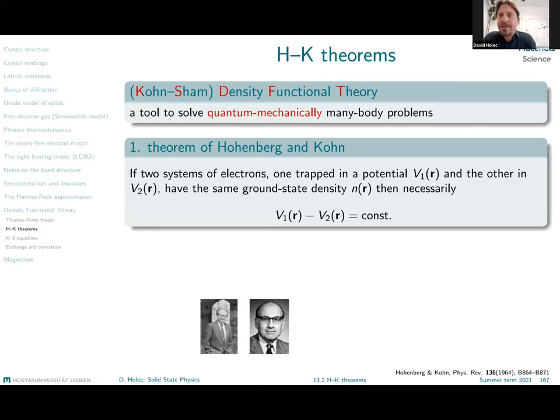There are two theorems from Hohenberg and Kohn. The first one states that if two systems of electrons, one trapped in one potential and another trapped in another potential, and please remember these potentials describe the interactions between the electrons and nuclei, yield the same ground state density, then necessarily these two potentials are identical up to an additive constant.